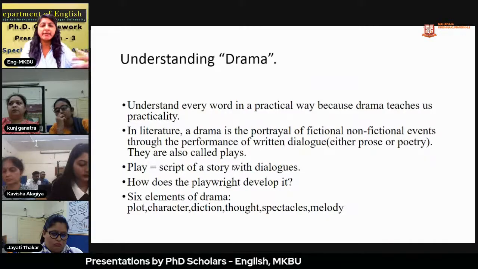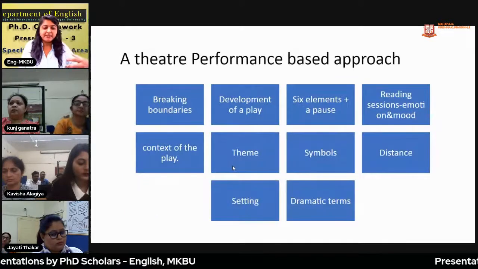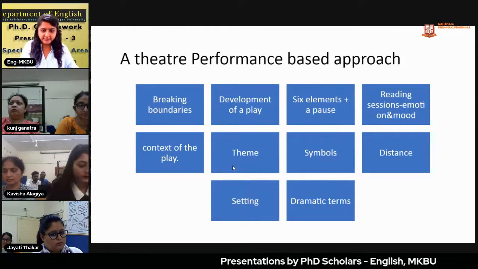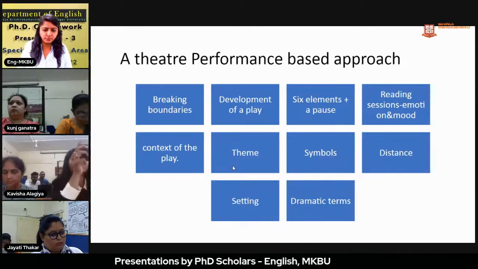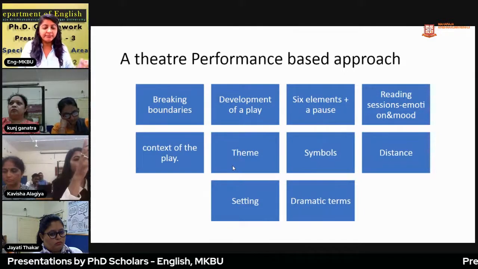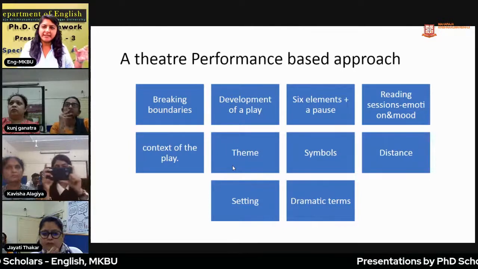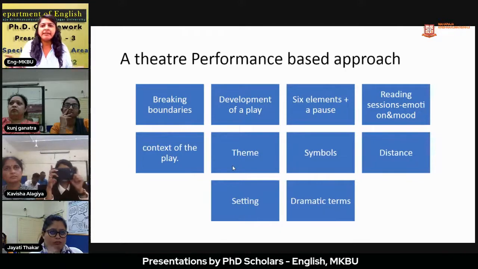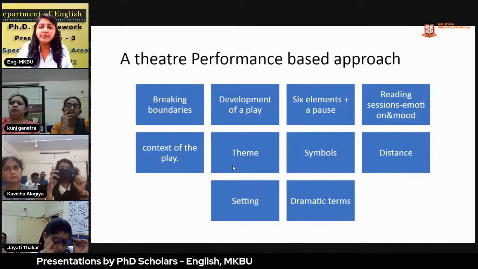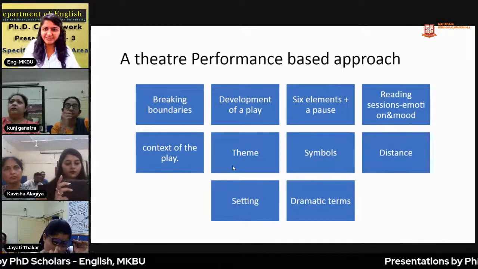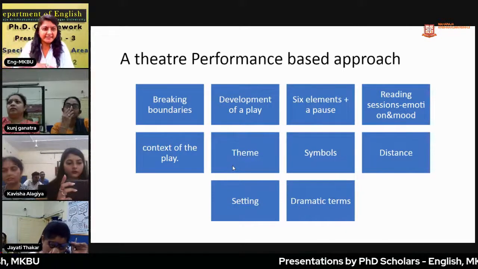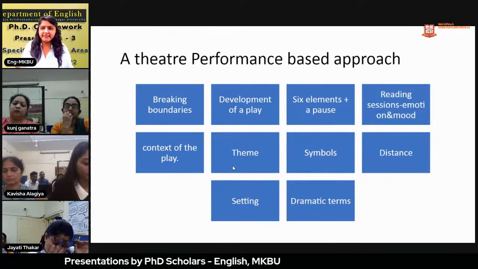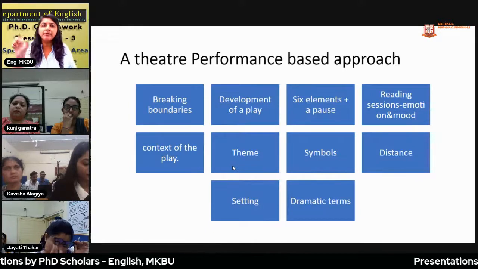We have seen what drama is in practical terms, but what theater performance-based approach can we take in our own classroom? First of all, breaking boundaries: what is classroom drama and what is theater drama. We have to break the boundary between these two terms, because classroom drama is what we are teaching in the classroom, and theater drama is what actors are doing in the theater. In a way, we should consider it the same process.